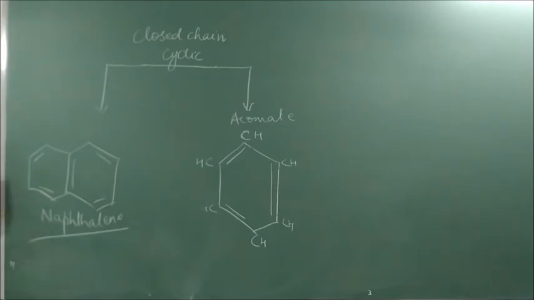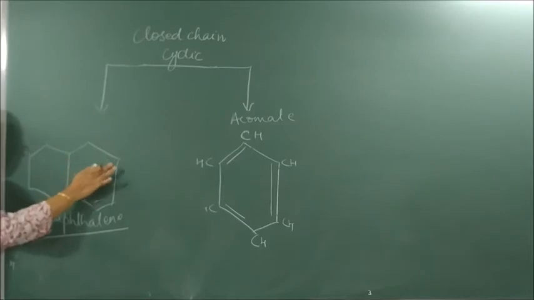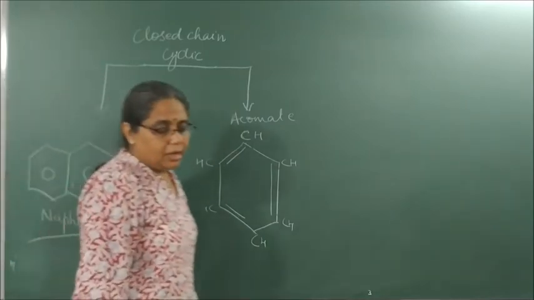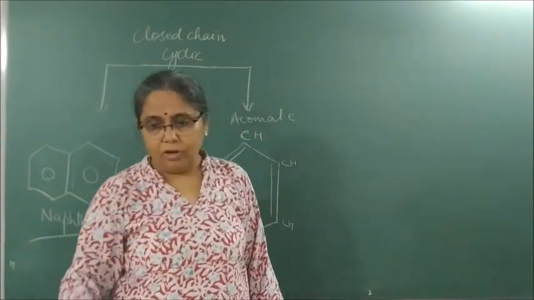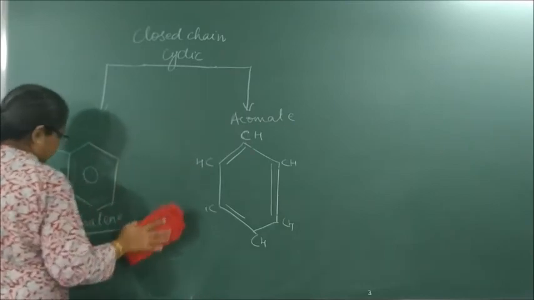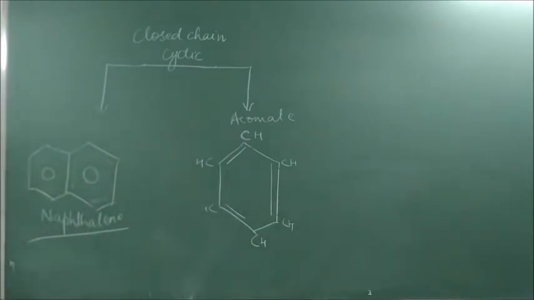This is naphthalene. If there is a problem, the best option is to put a circle. Why the circle is put, we will explain in 11th standard. First try. So the second example of aromatic compound is what? Naphthalene. 2 benzene rings together is called naphthalene.